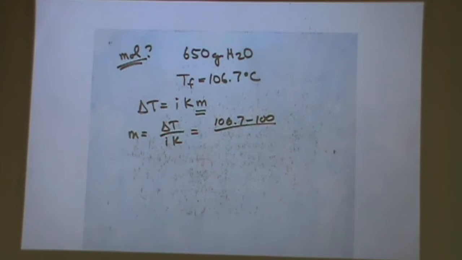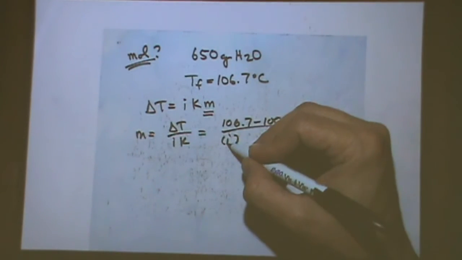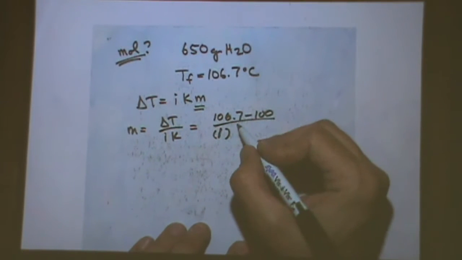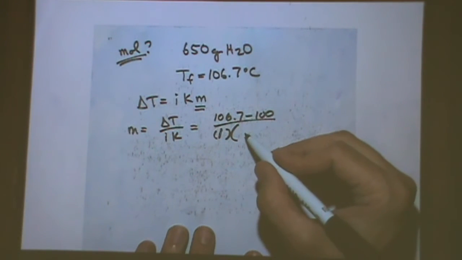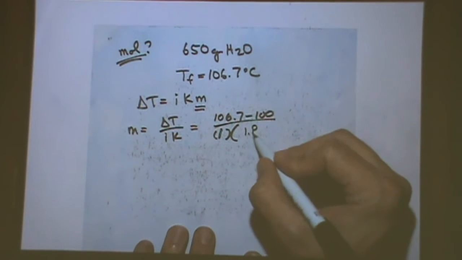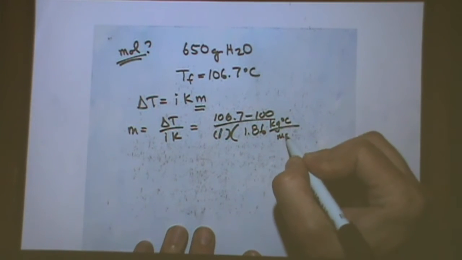What's i? It'd be 1. The only way it's going to be anything besides 1 is if it's ionic. And this says it's not ionic, so we know it has to be 1. All right, K has to be the K for what molecule, anybody? For water. The solvent, and that's given, is 1.86 kilogram degrees C per mole.